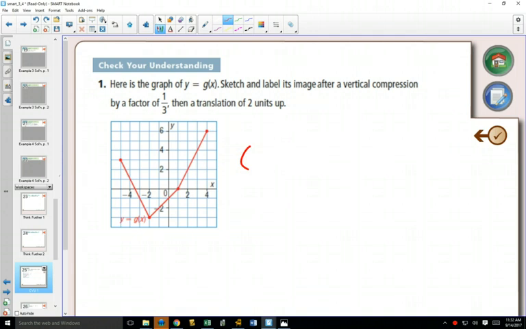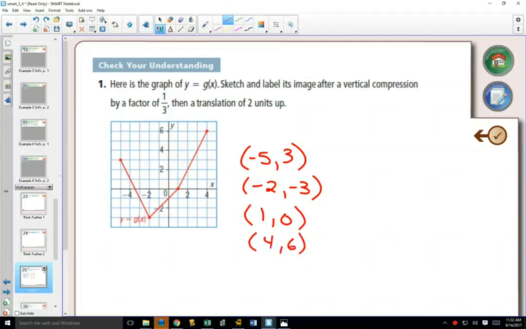We've got -5, 3, -2, -3, 1, 0, and 4, 6.